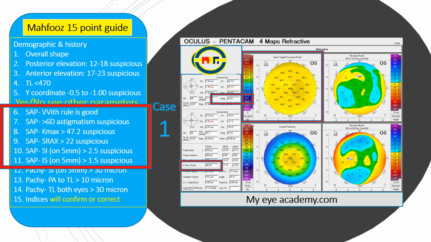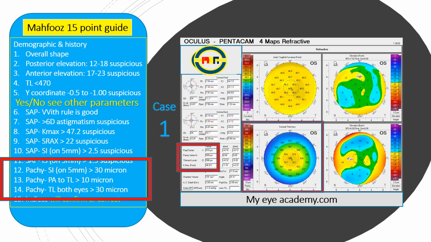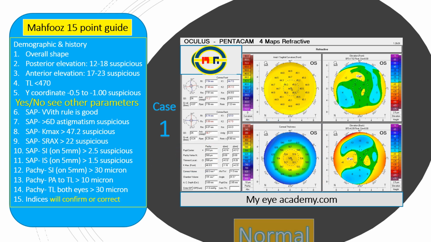Let's see the Pachy readings. Look at that. The superior inferior is 567 and 545, so this is less than 30 difference, so this is in the normal range. Look at the Pachy apex to the thinnest location. The Pachy apex is 510 while the thinnest location is 508, so it is less than 10 microns, so everything looks in the normal range, so we think most probably it is a normal cornea.